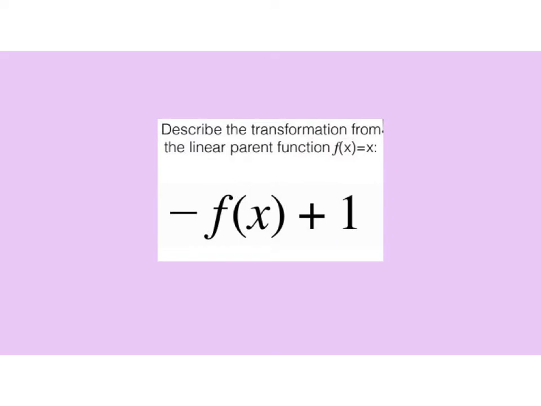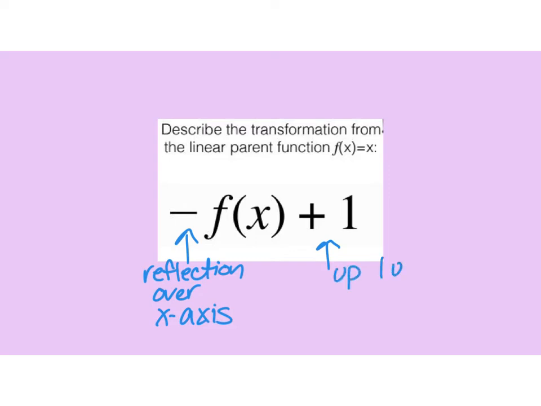All right, so in this case, we have a negative outside the parentheses. So this means it's vertical, so it's up and down. So this negative tells us it's a reflection over the x-axis. A reflection over the x-axis. And then, of course, the +1 is outside the parentheses as well. It's vertical. It's exactly what we think it is. So in this case, we're going up 1 unit.